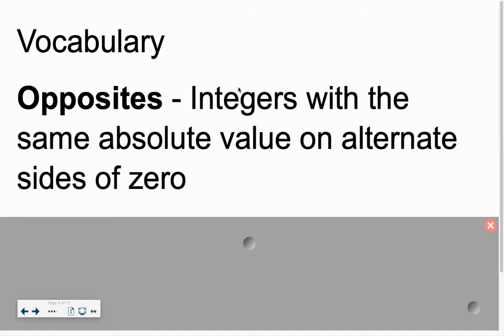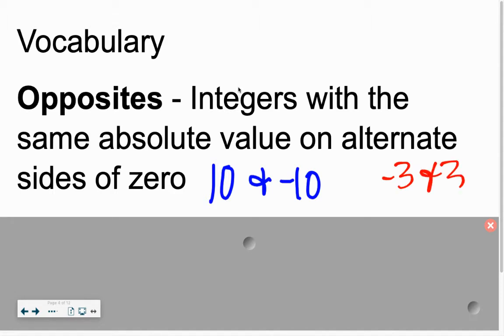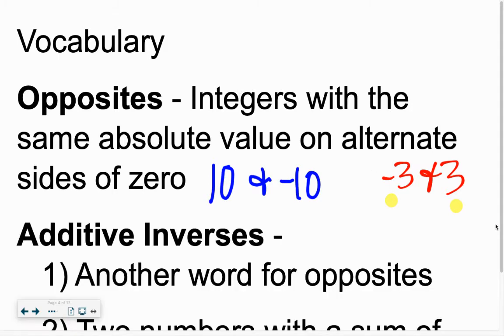Starting off, opposites. Integers with the same absolute value on opposite sides of 0. Examples of that would be 10 and negative 10. Another example would be negative 3. What is the opposite of negative 3? It is positive 3. These have the same absolute value, but they're on either side of 0. One's positive, one's negative.